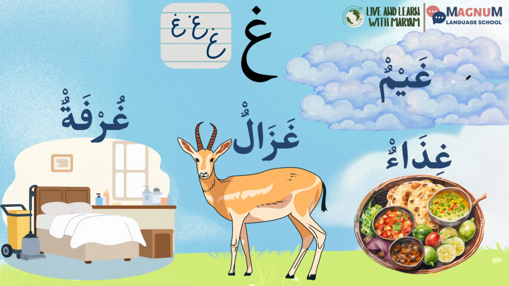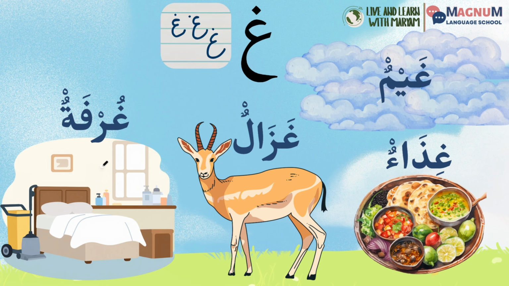Ghain for Ghaimun means cloud. Ghain for Ghiza'un means food. Ghain for Ghazalun means gazelle. Ghain for Ghurfatun means room.